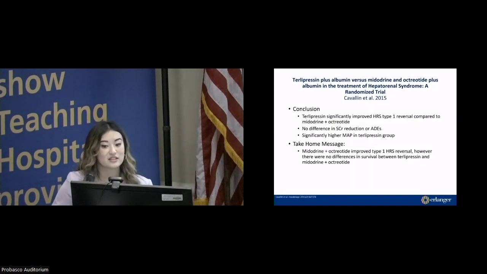Again, we saw a significant improvement in HRS type 1 reversal. However, there was a very small sample size in this study. There was no difference in serum creatinine reduction or in side effects, but there was a significantly higher MAP observed in the terlipressin group. Overall, midodrine and octreotide did improve reversal, but there were no differences in survival, which is why it has a low recommendation currently.